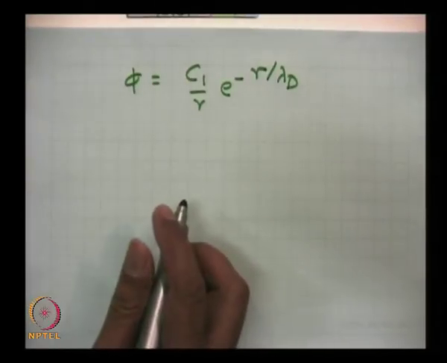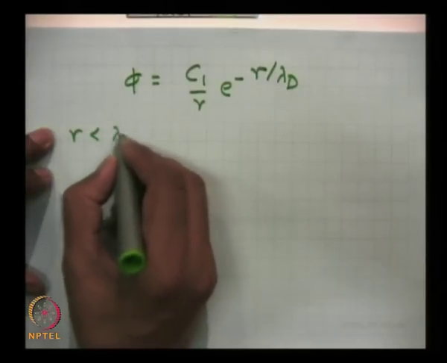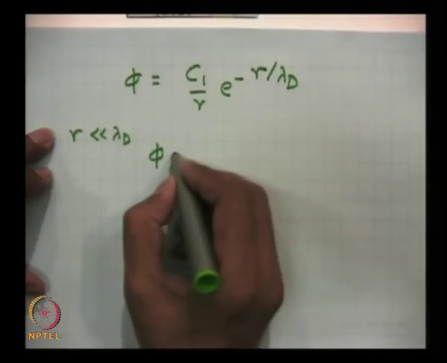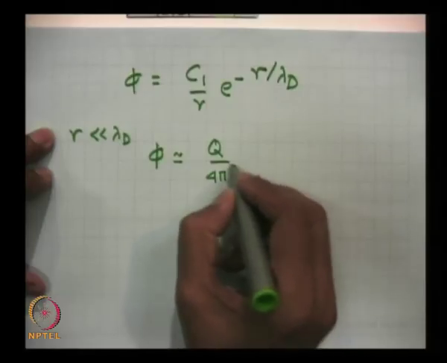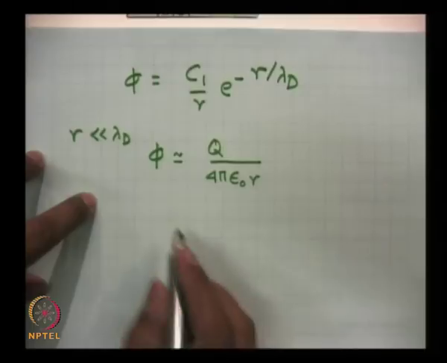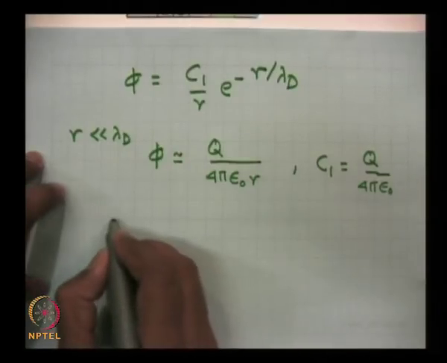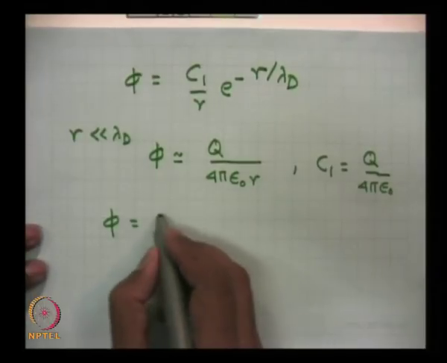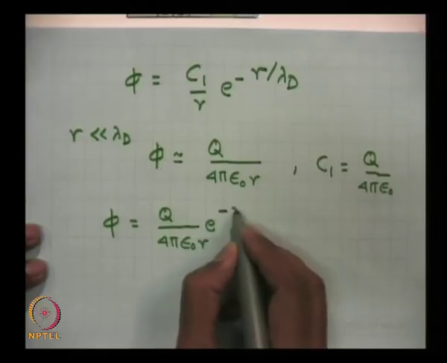And to evaluate c 1, we believe that when you are very close to the charge, the screening effect of the electrons or ions will not be effective, because inside any electron cloud or ion cloud, the electric field is zero. So in the limit when r is less than lambda d, phi must tend to the expression q upon 4 pi epsilon 0 into r, the potential in free space. As a result, c 1 turns out to be equal to q upon 4 pi epsilon 0. And then the potential can be written, for any value of r, as q upon 4 pi epsilon 0 r exponential minus r by lambda d.